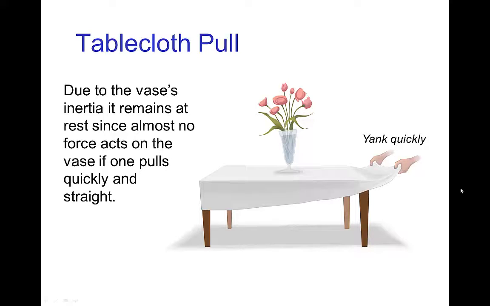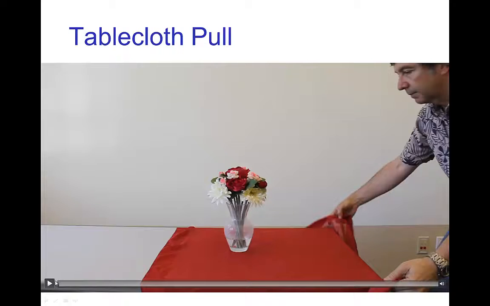Now, the classic example of the law of inertia for an object at rest remaining at rest is the tablecloth pull. So in this case, we have a vase of flowers, and if we have a tablecloth that is pulled out from underneath the vase quickly, then there's only a very small force that is acting, and then the inertia of the vase keeps it in place. Let's look at a quick video of that.